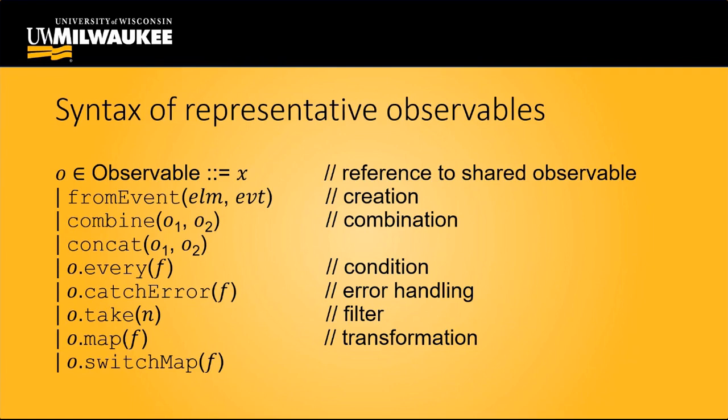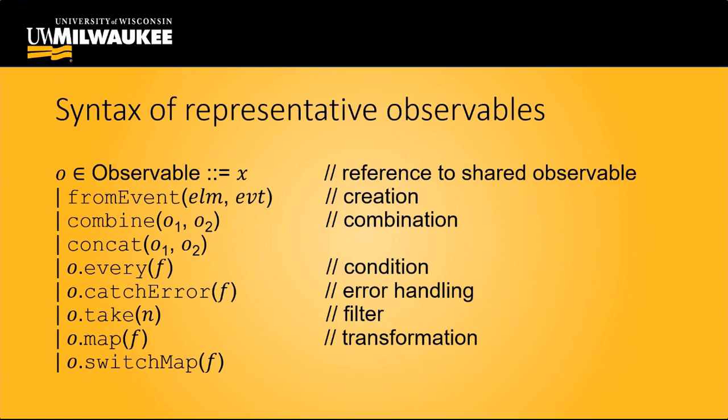We included a number of observables. For example, the fromEvent observable emits events from a DOM element. CombineLatest observable combines the latest values from each of its source observables. Concat runs two source observables consecutively and emits their events.